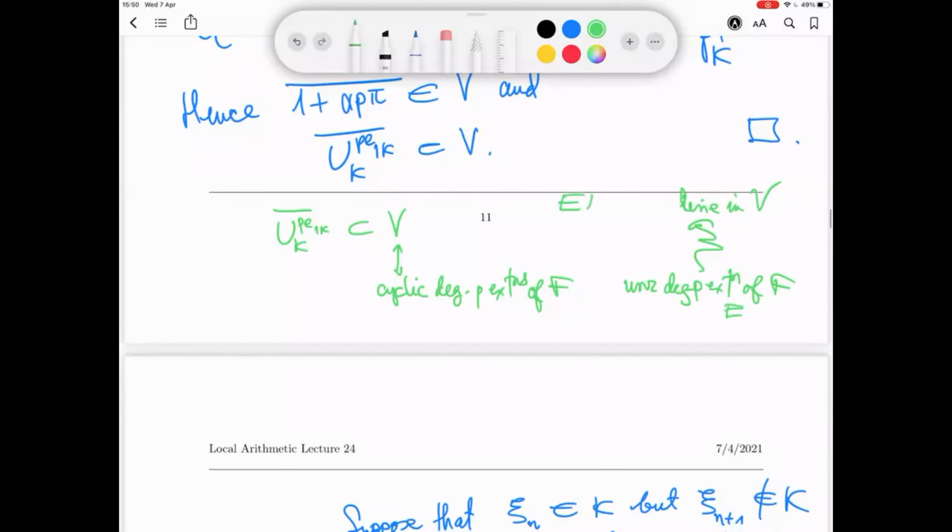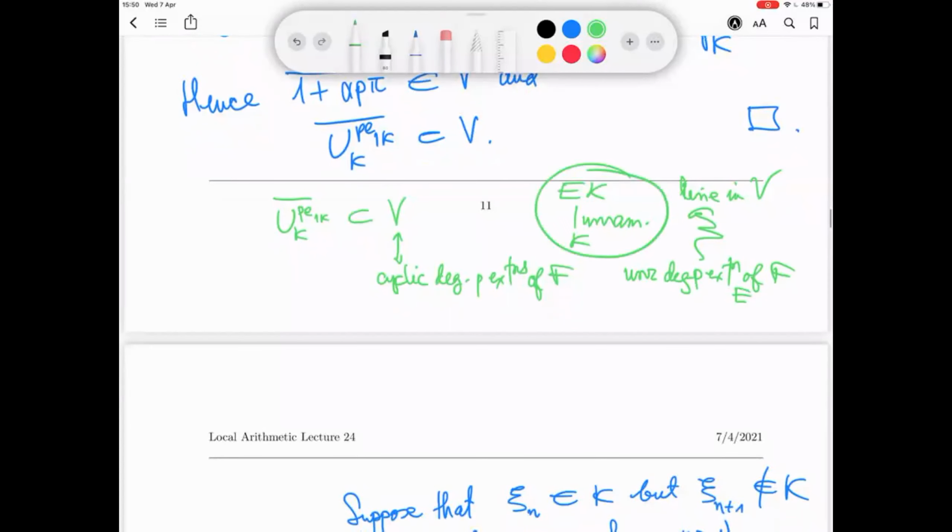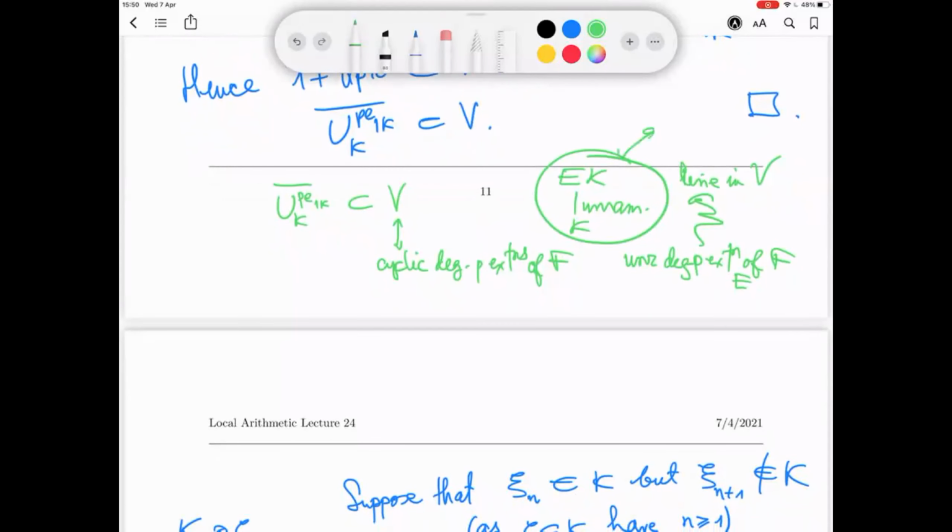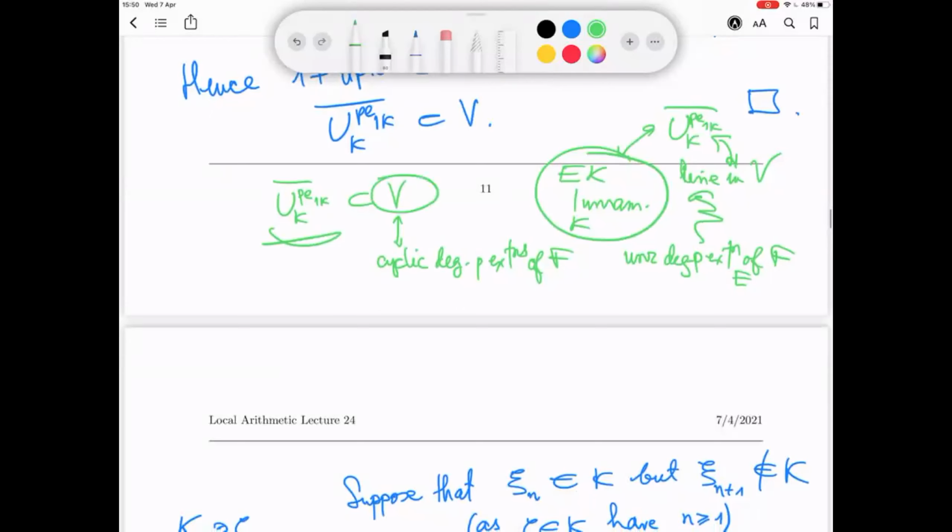At the same time, EK over K is unramified, because this E was unramified over F, right? So EK over K is going to be unramified. And therefore, it will correspond to the line UK P E1 K bar. That's it. So that was the proof. So this line has to be there in V.